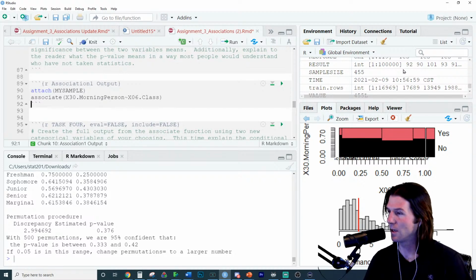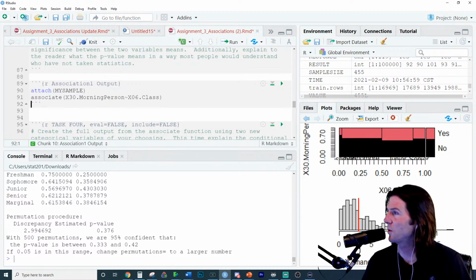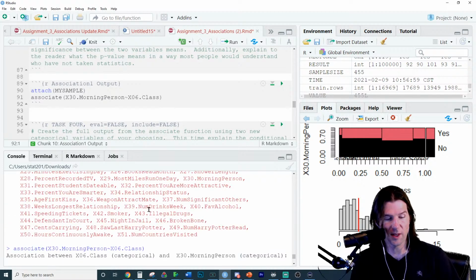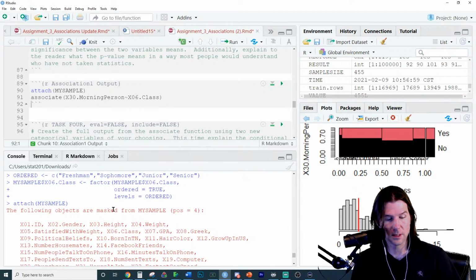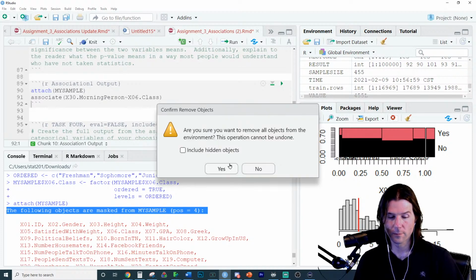Send me your error you're getting. Send me a screenshot of it, because right now I'm not getting... Your error says... Let me read your error again. The following objects are masked from my sample. Oh! Okay. So I think I actually hit some of that earlier. Yeah. Okay, got it. What this is, and let me show you.